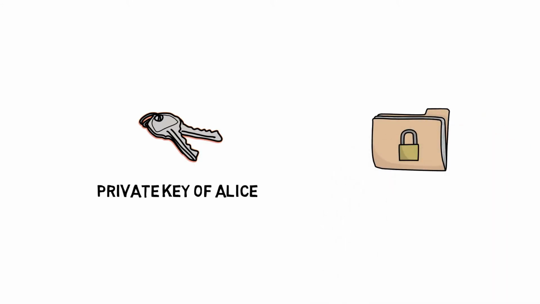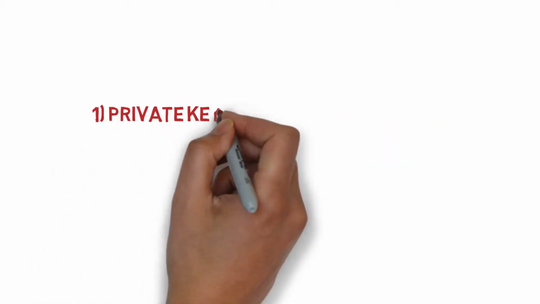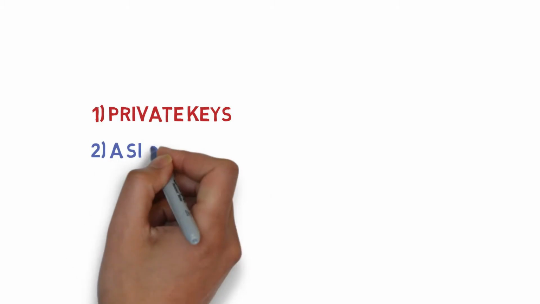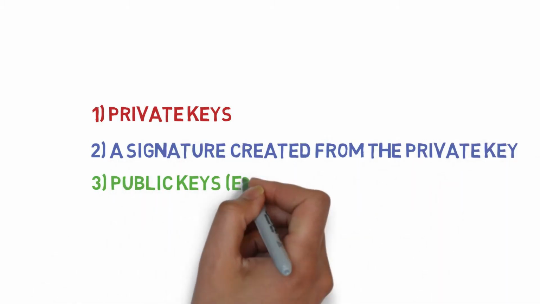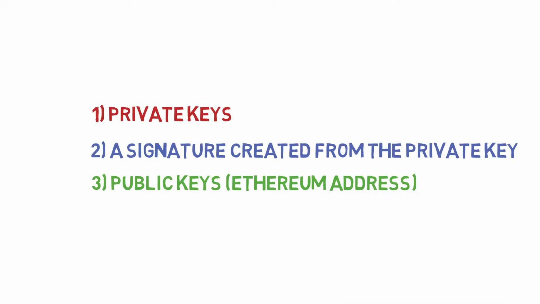Now, Alice also needs her private key to tell the blockchain that she's allowed to send 1 Ether from the balance of her address to the balance of Bob's address. She creates a transaction signature. Now, there are 3 things. First, her private key that she never gives out and never leaves her computer. Then there is a signature for the transaction, and 3, the public key or her Ethereum address. She sends the transaction off into the network.